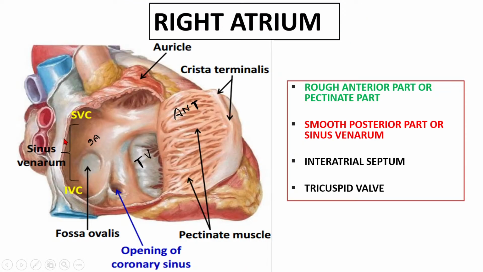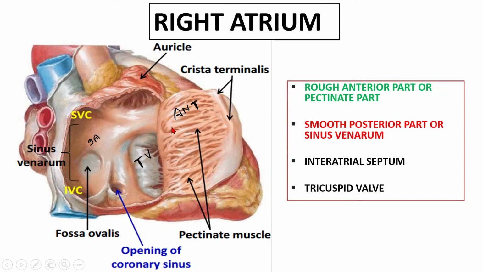Now, we have given an incision along the right border, and we have reflected the anterior wall of the right atrium, and we can clearly see here that the right atrium in its interior shows two distinct features. The anterior wall of the right atrium is completely rough in texture, while the posterior wall of the right atrium is smooth in texture.